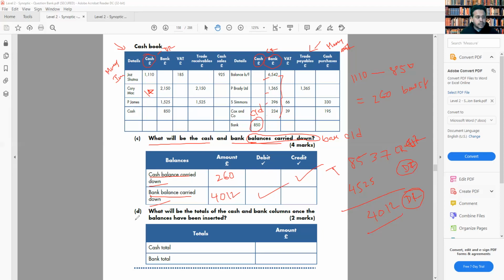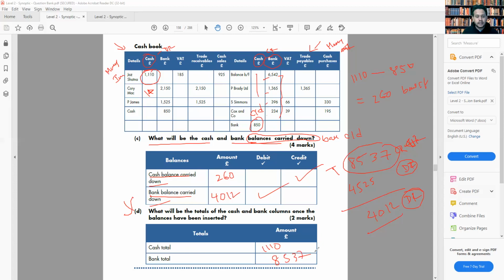The next one we have is D. What will be the total of the cash and the bank column once the balance has been inserted? So they ask how much will be the total cash column. We already did it. For the total cash column, the higher side will be 1110 because this side is lower. So I'm going to write 1110. That will be my higher side. And the bank total, that will be the higher side, that is 8537.